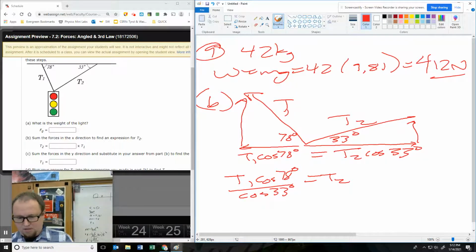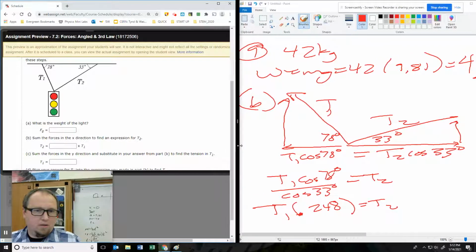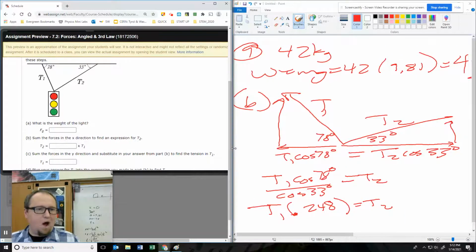Now, if you stick that in a calculator, cos 78 divided by cos 33, I get 0.248. So T1 times 0.248 equals T2. The idea is, if you just divide those cosines, you'll know how they differ from each other. Okay? Sum the forces in the y direction. Substitute your answer from part B to find tension T1.